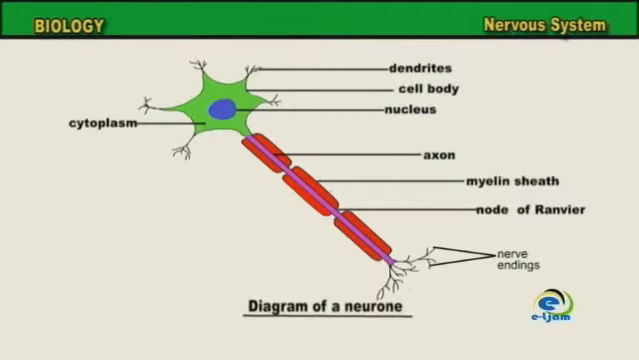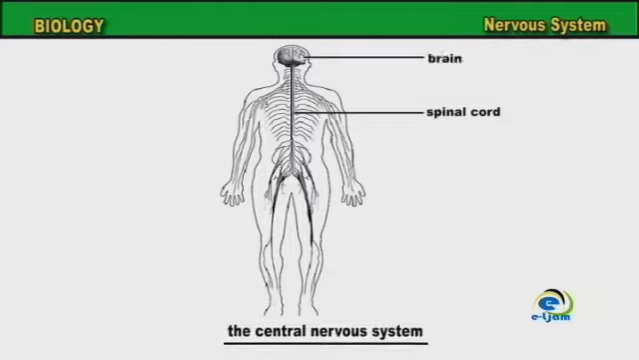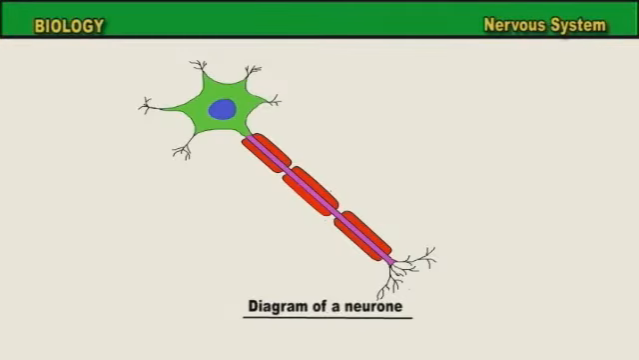Connected to each receptor and effector are specialized nerve cells called neurons. Neurons send the messages to and from the brain and the spinal cord. The brain and the spinal cord make up the central nervous system, the CNS. Each neuron or nerve cell has 3 basic parts.